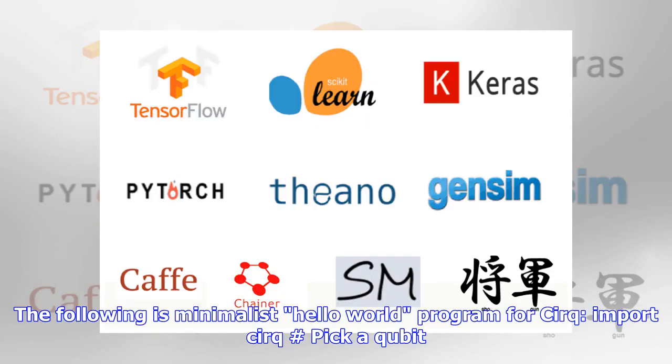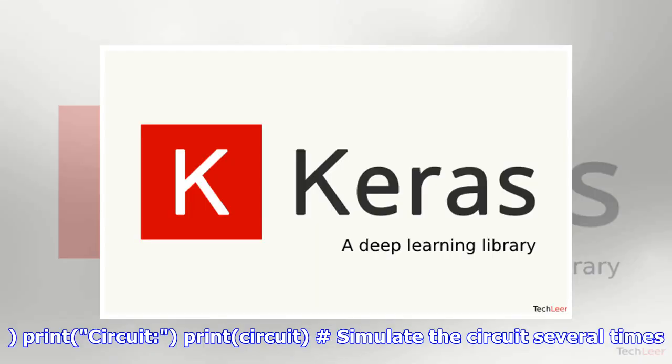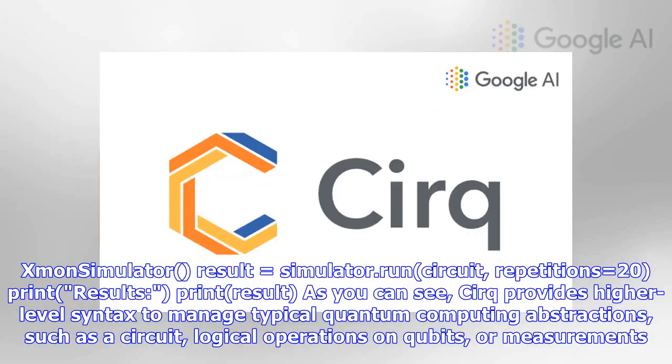The following is a minimalist Hello World program for CIRQ. Import cirq. qubit = cirq.GridQubit(0, 0). Print circuit. simulator = cirq.google.XmonSimulator(). result = simulator.run(circuit, repetitions=20). Print results.